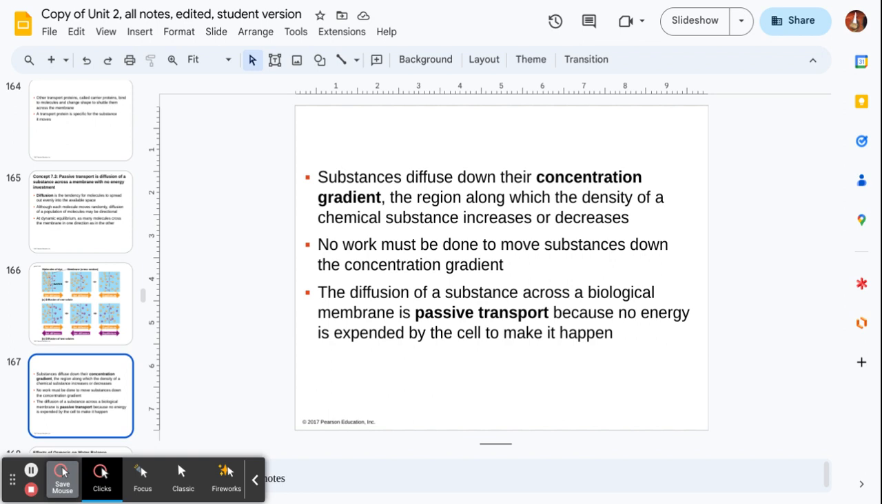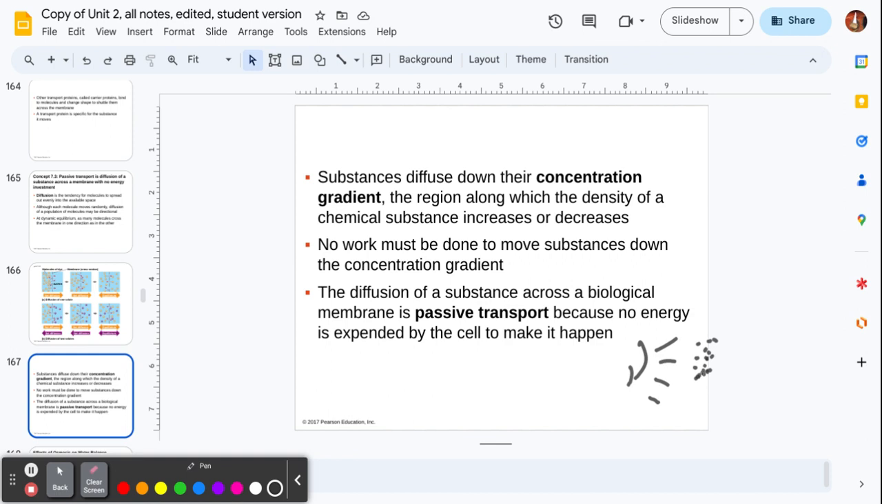So if I have my picture again, because I know you guys really liked it, releasing. That's my high concentration there. And they're going to want to move to a low concentration. So they're going to try and spread out.